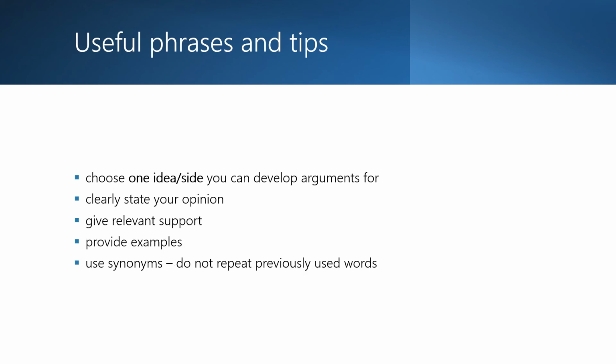When writing your essay, it's an opinion essay, you should choose only one idea or one side you can develop arguments for. So there is no for and against part, but only one side. You should state your opinion clearly throughout the whole essay, and you should give relevant support and also provide examples. You shouldn't repeat previously used words, but use synonyms.